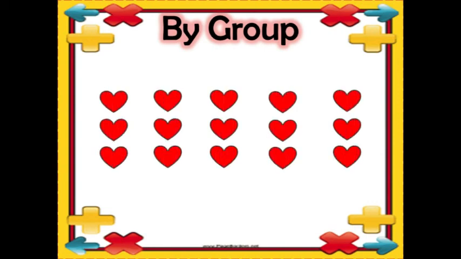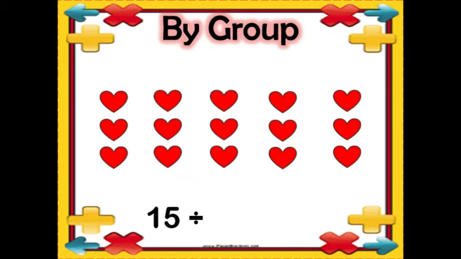So we have here an illustration. We have here a group of hearts. For us to write the division sentence through this illustration, all we have to do is first we count the hearts. So we count how many hearts do we have here. We have 1, 2, 3, 4, 5, 6, 7, 8, 9, 10, 11, 12, 13, 14, 15. So we have here 15 hearts.